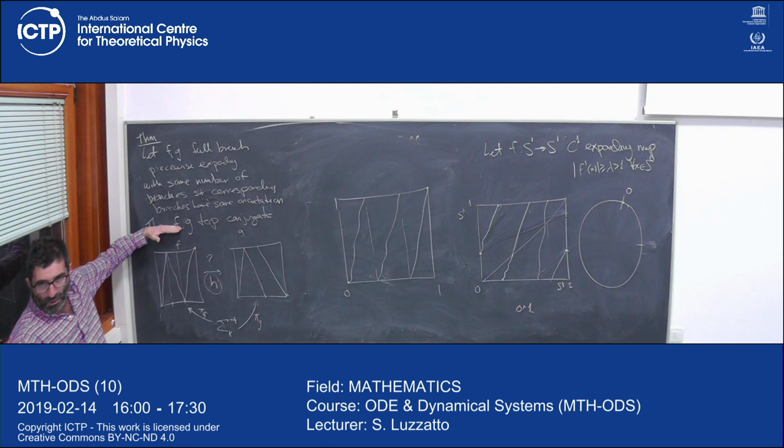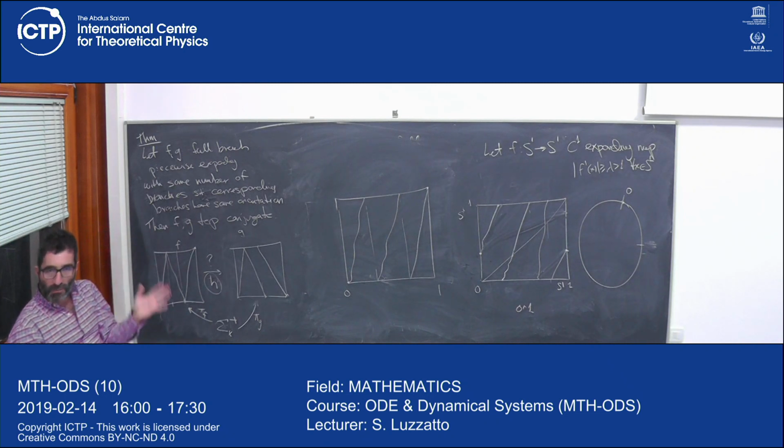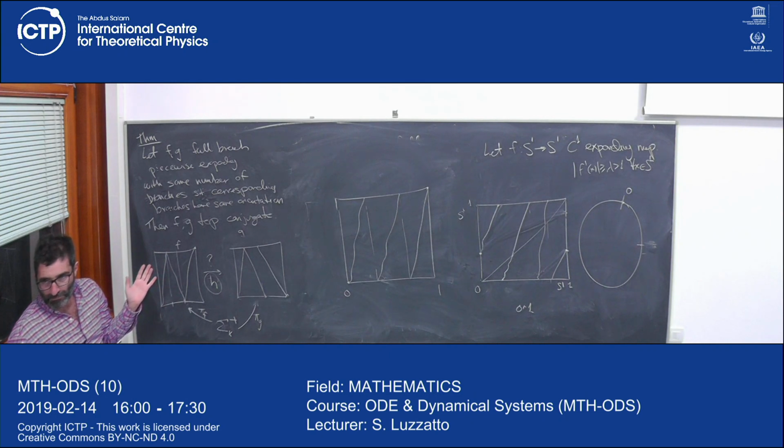Okay? So this gives a complete classification up to topology. Remember, this was always our original concept: we're trying to classify. This gives a complete classification up to topological conjugacy of all C1 expanding maps of the circle. The topological conjugacy class is determined simply by the degree of the map.